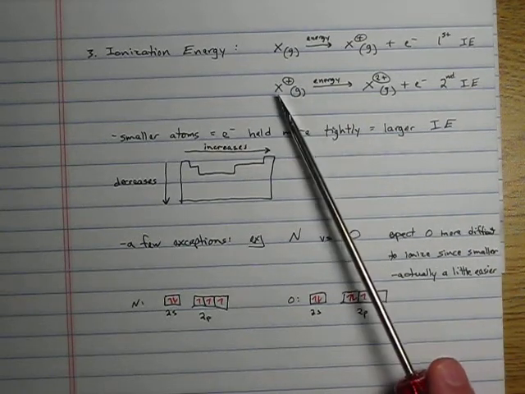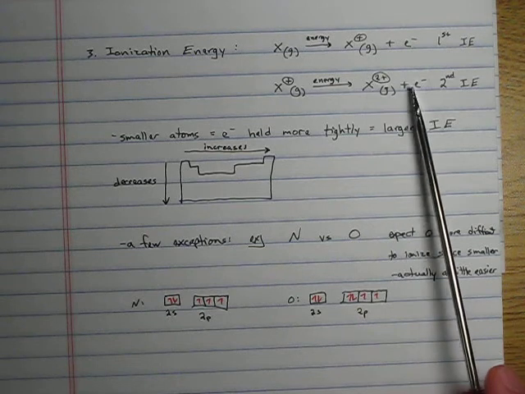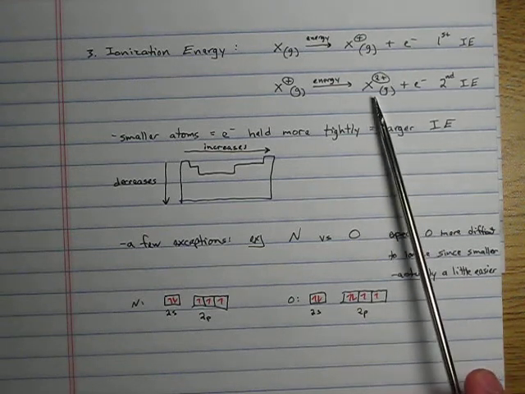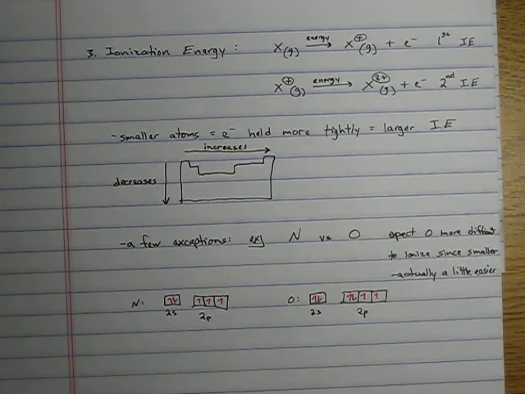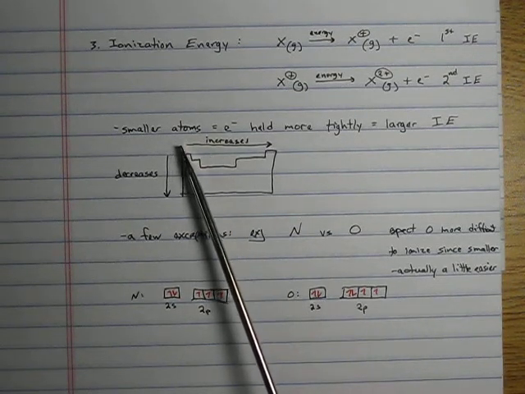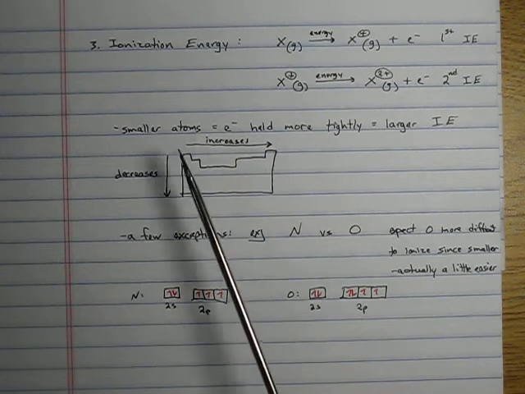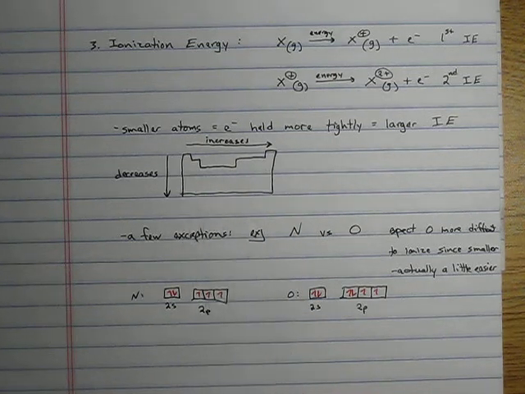If we start with the positive ion in the gas phase, and add more energy to remove that second electron to make it a 2+ ion, we call that the second ionization energy. And what we see as we go across the periodic table is that ionization energy increases. As we go down the periodic table, ionization energy decreases.